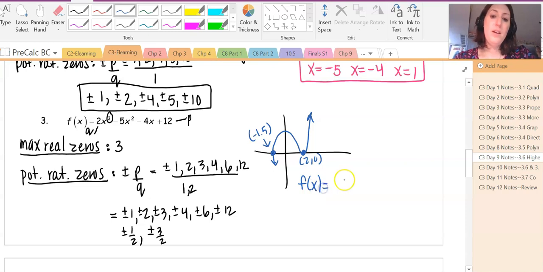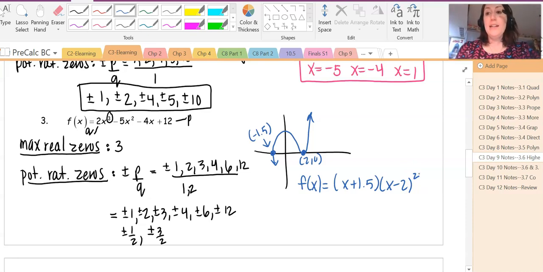division. All right, so I can say x plus 1.5 and then x minus 2, but x minus 2 has to be squared because there is a bounce here. Now, here is the problem with this. If you were to FOIL this out, it would have a lead coefficient of 1, right? X times x squared, that's going to give you an x cubed. This is a 2x cubed. So what you do have to do is put a 2 in front, and then you're going to distribute it to that x plus 1.5.